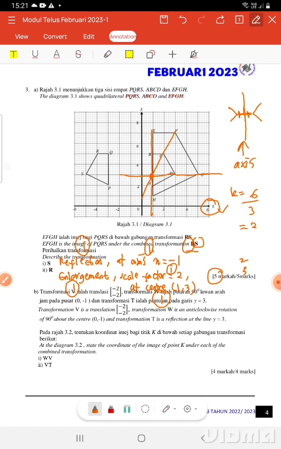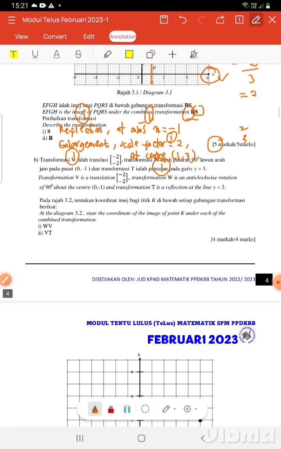So here you already know the mark is given one by one. If your enlargement is correct, but your scale factor and center are wrong, you still get 1 mark. If you don't know the scale factor or center clearly, but you know the transformation is enlargement, just write enlargement. Do not leave your paper blank. Try to answer. Okay, for question B, we proceed to question B.